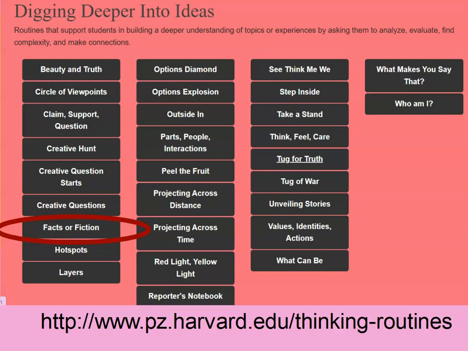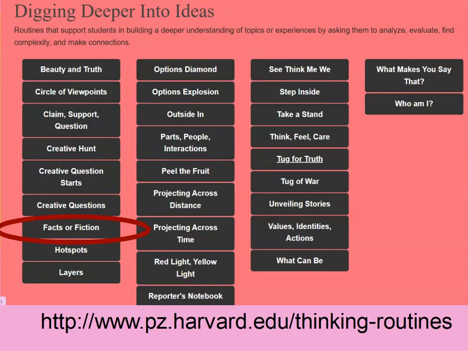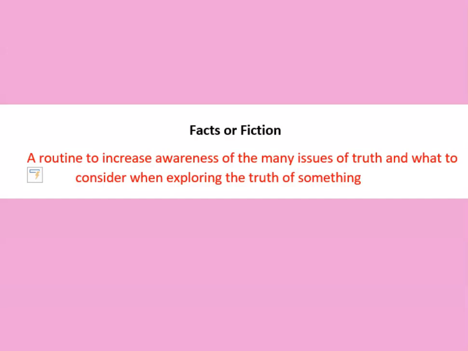Today we are talking about Facts or Fiction, and this is located at pz.harvard.edu/thinking-routines. Not only is it in our Digging Deeper into Ideas section, but it is also in Considering Controversies, Dilemmas, and Perspectives. Remember, a lot of times they double dip on their thinking routines. So this is Facts or Fiction, a routine to increase awareness of the many issues of truth and what to consider when exploring the truth of something.